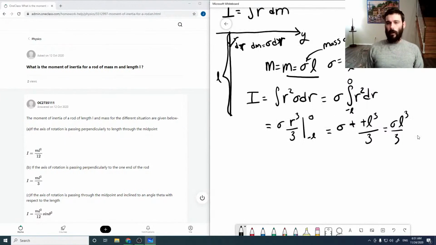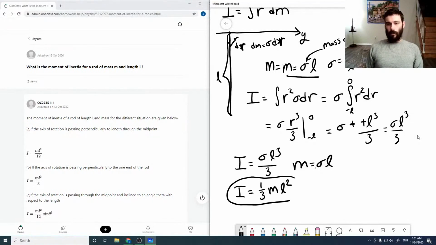So our moment of inertia is now this sigma L cubed over 3. Our total mass is sigma L, so we can put that in, and we'll get 1/3 mL squared. And that's our moment of inertia rotating about an axis which is at one end of the rod, and the rod's perpendicular to the axis.